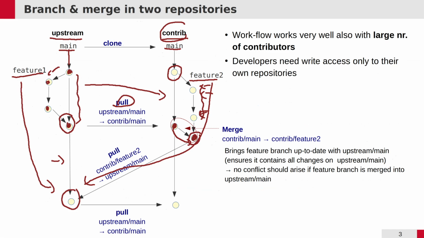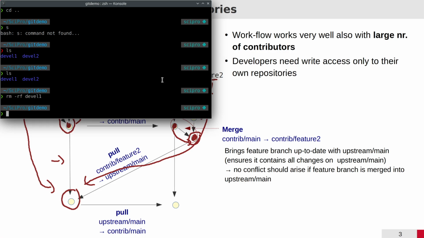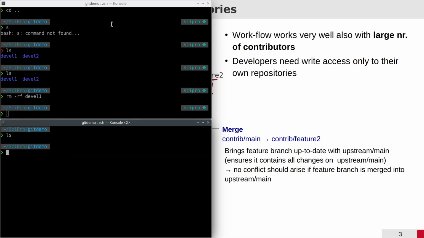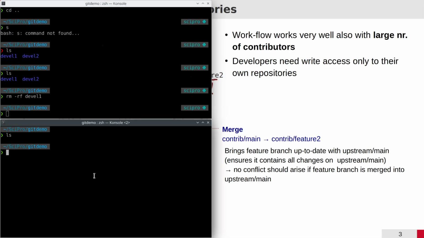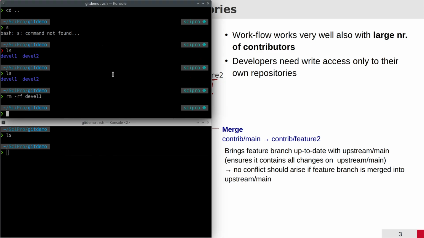So we will basically play the role of both developers ourselves. I have made here two console windows, one for developer 1 and one for developer 2. Whatever is in the upper part of the screen represents developer 1, whatever is in the lower part represents developer 2.